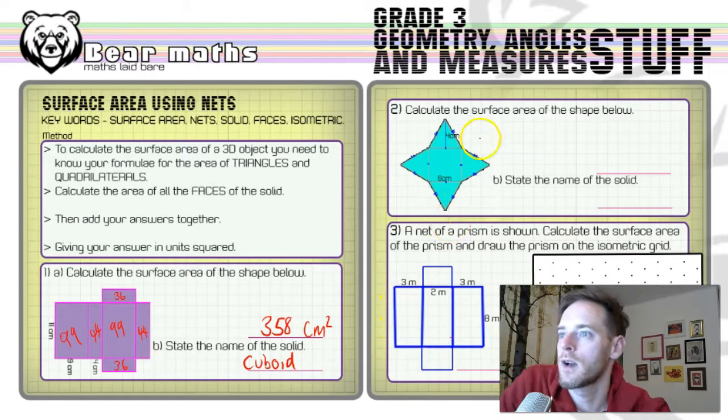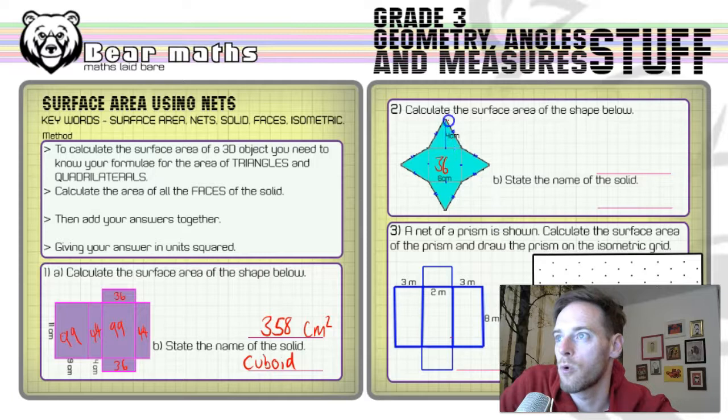Looking at the second question. Second question, part A, that doesn't say A, but it is part A. Calculate the surface area of this shape below. Now this is a square that's in the middle. You can see the little dashes on the edge of the outline of the square, so we know that that's 6 times 6. So 6 times 6 is 36 centimeters squared. Now we just got to work out what each triangle is. Each triangle is going to be the same, otherwise it wouldn't make the object that we think it's going to make.